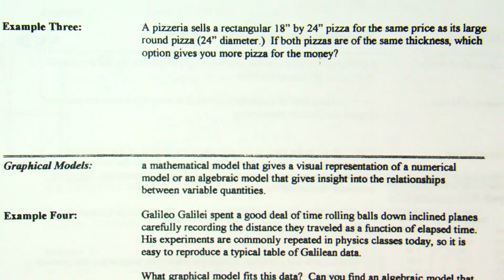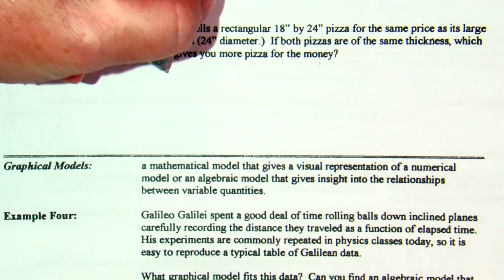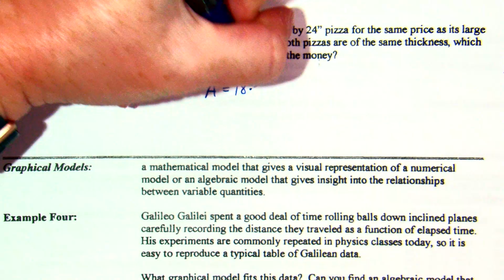So we have a rectangular pizza, right? How do you find the area of that rectangular pizza? Length times width. So length times width on that rectangular pizza is going to be 18 by 24. Notice it's all in inches, so we'll just be talking inches. What was 18 by 24? Okay, 432. And that's going to be 432 square inches, right?